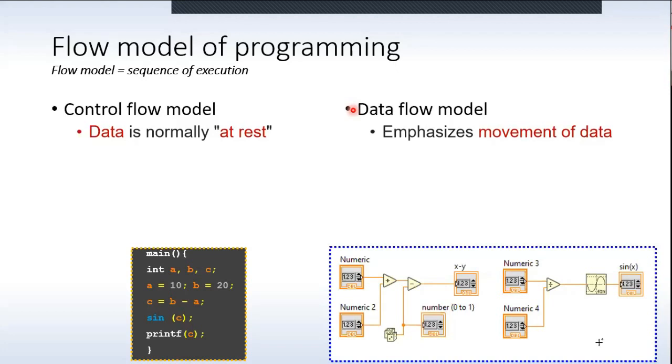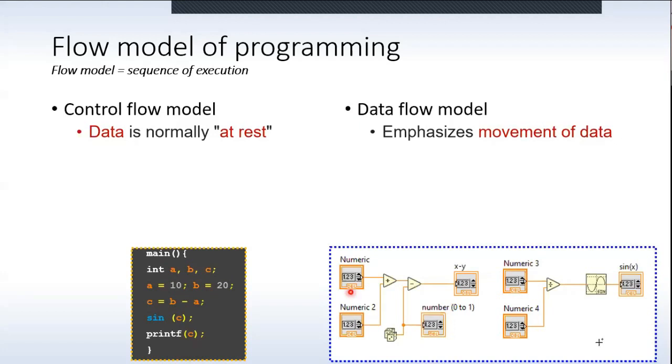Means your next step is decided by how the data is coming to your nodes in your block diagram. For example, here you see this is an example of C language. Here we do calculations. We decide what the variables are, then we give values, we calculate something, and we print it. So this is what we do in calculations.